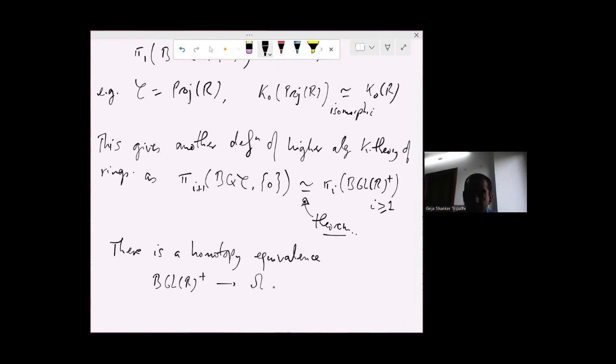We take the loop space of BQ of PR. Yeah, so this C is PR, Q of P, so I'll call it PR. So BQ of PR, take its loop space and take the connected component of 0.